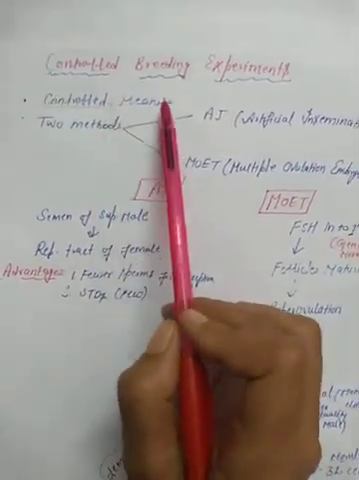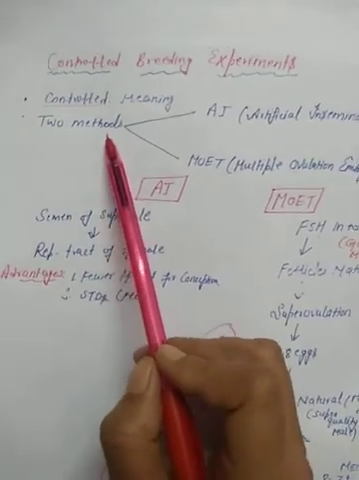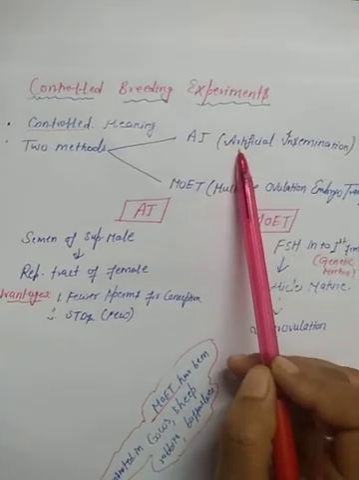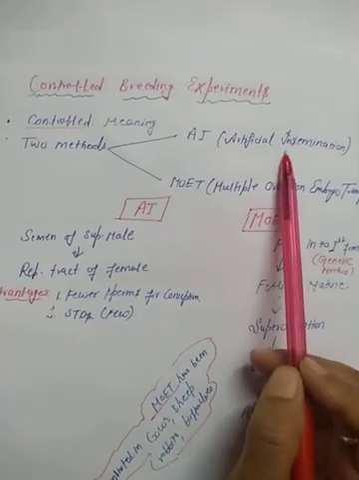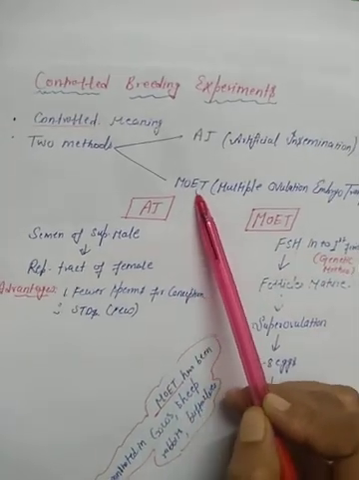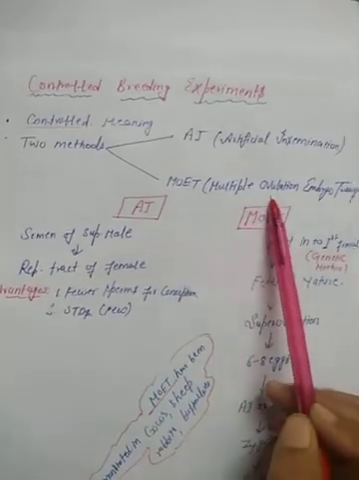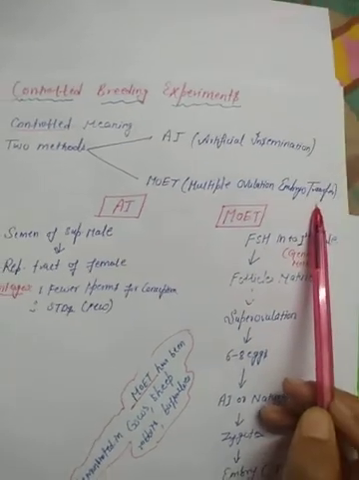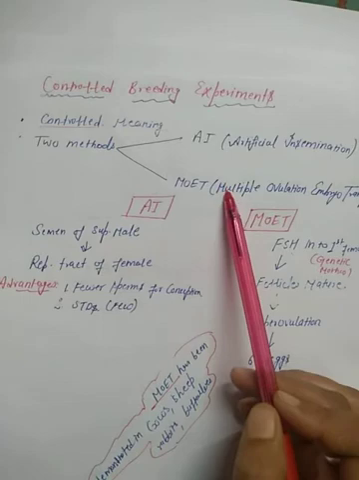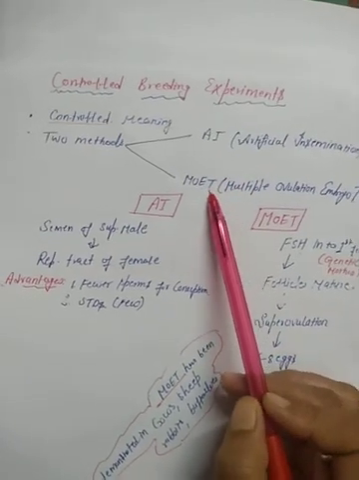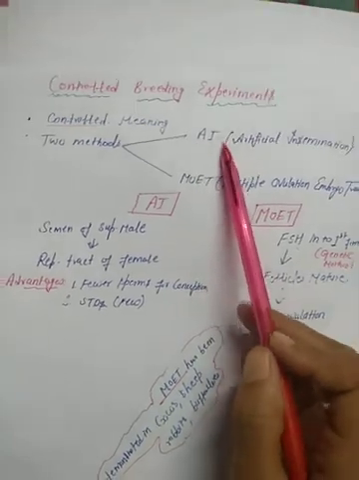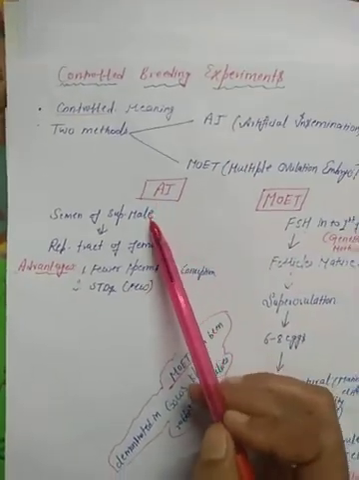These experiments can be done by two methods. The first one is AI, the artificial insemination method, and the second one is MOET, multiple ovulation embryo transfer. These two methods are usually done in controlled conditions. First I will take the artificial insemination.